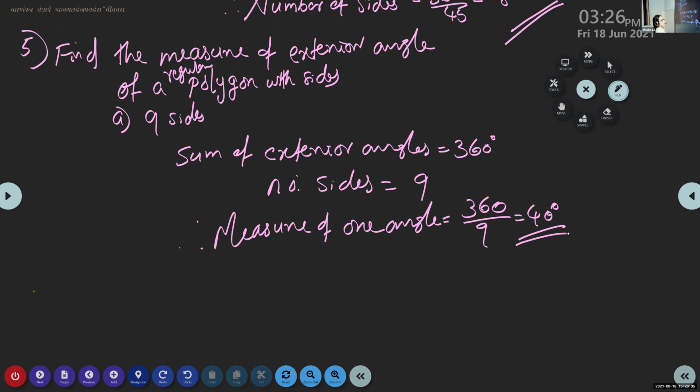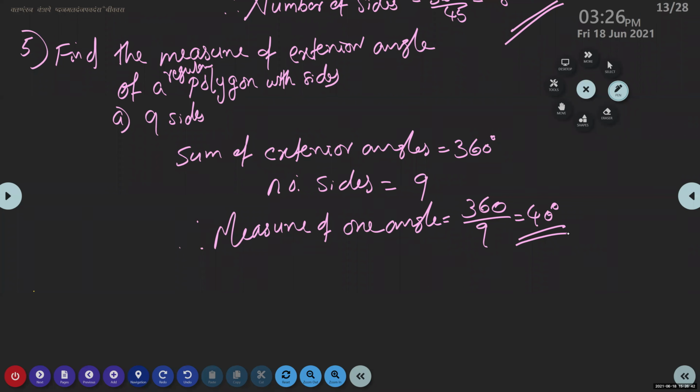We can divide this total sum by the number of sides because it is a regular polygon. Only in the case of a regular polygon can we divide. Otherwise, the angle sum will be 360, but each angle can be different. Only for regular polygons can we divide 360 by sides to get the measure of one angle. Otherwise, we can't. Am I clear at this point? It's very important. Ma'am, can you repeat? Okay, sure.